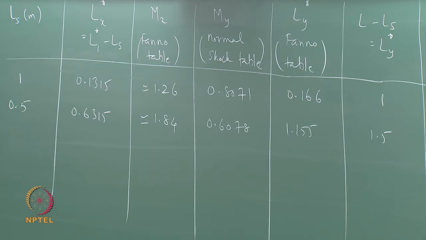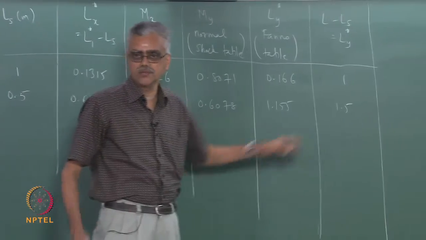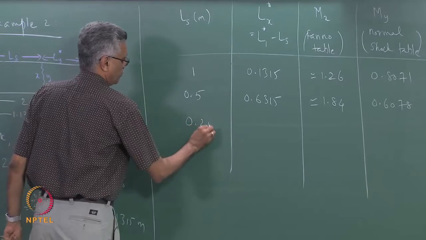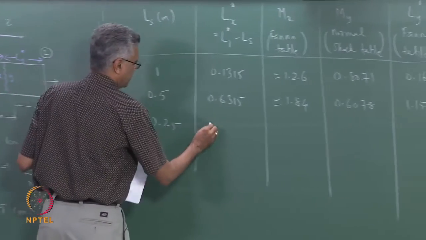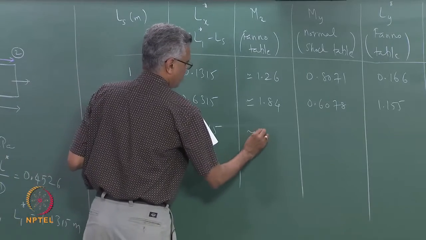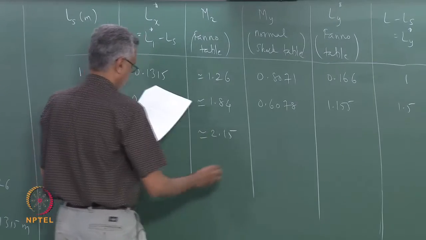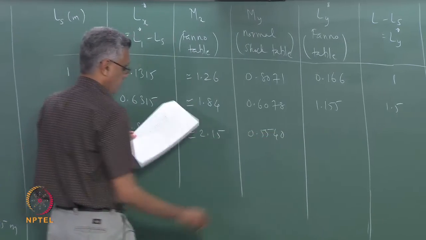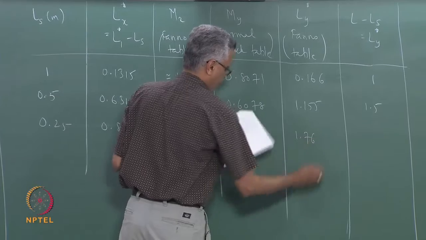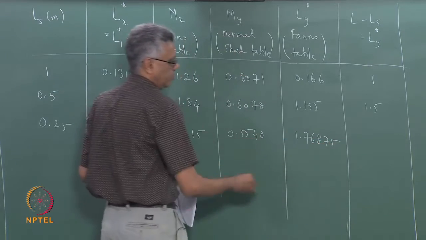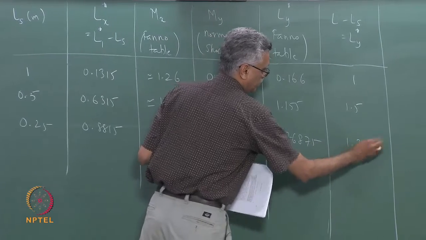Which way do we go now? Further to the left, because this number is still less than this, so same argument, so we go more to the left, let us make it 0.25, and you go through the sequence, we get this to be 0.8815, this comes out to be approximately 2.15, 0.5540, 1.76875, and L minus Ls is 1.75.